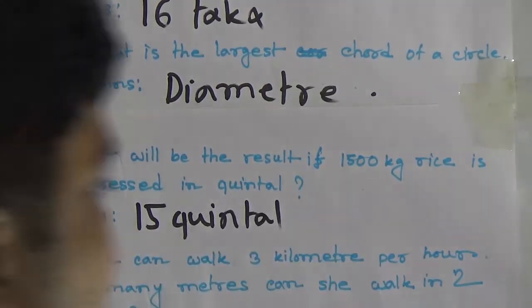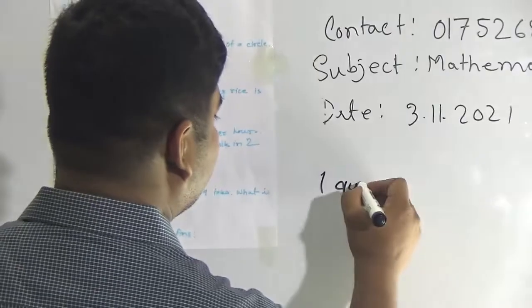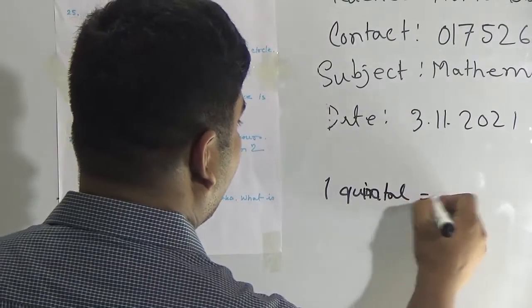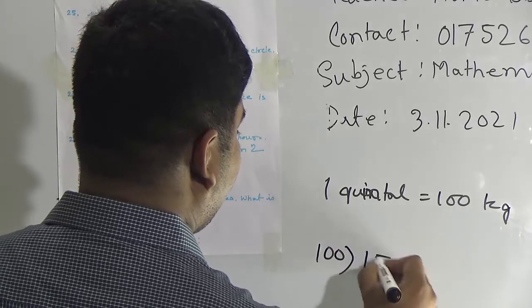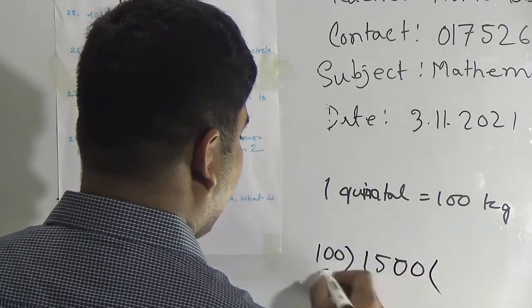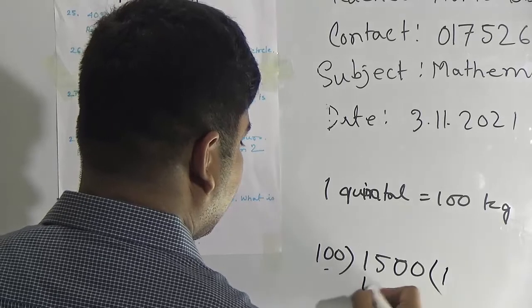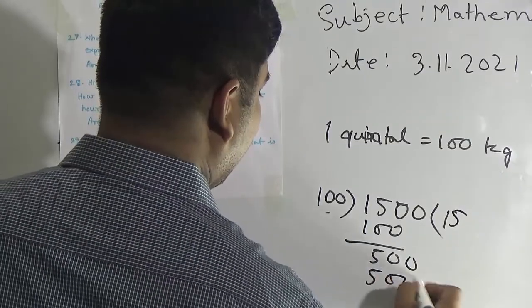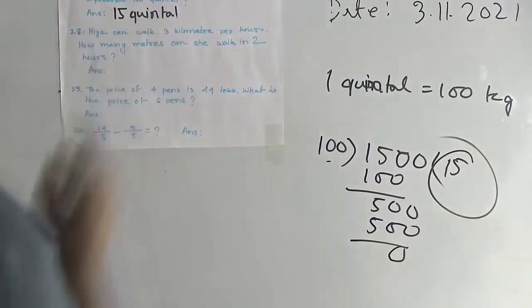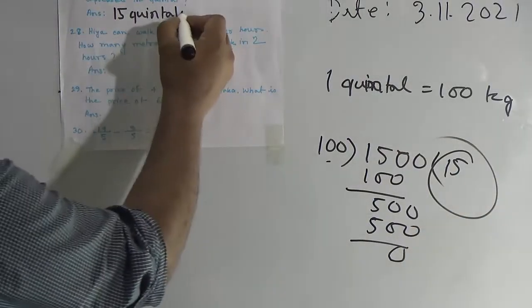I repeat, 1 quintal equals 100 kg. So now we divide this 1500 kg by 100 and we get 15 quintals. Okay.